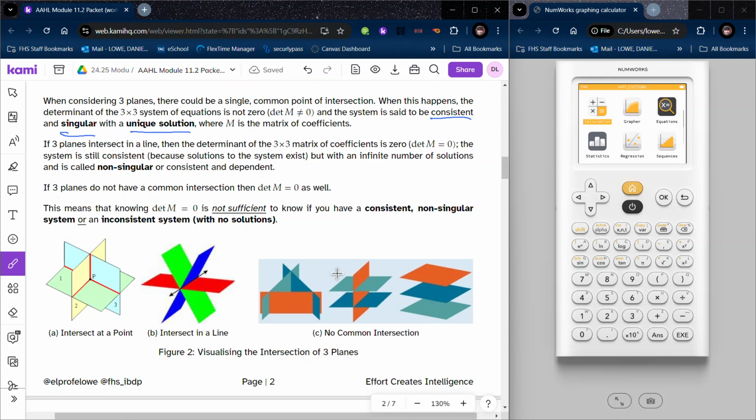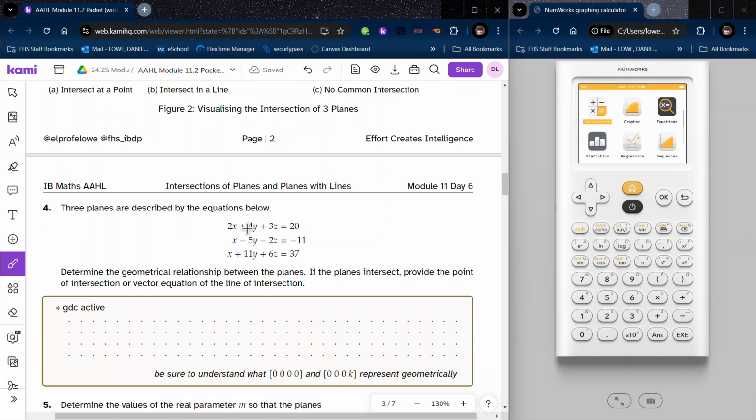Of course, if the three planes do not have a common intersection, then the determinant of the matrix of coefficients is also 0. Like we see over here, there is no common point at all between the three planes, just between two planes. This means that knowing the determinant is 0 is not sufficient to know if you have a consistent non-singular system or an inconsistent system, which has no solutions. So let's see how this can work.